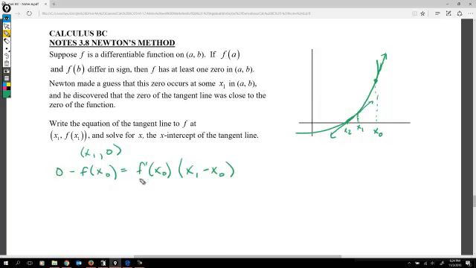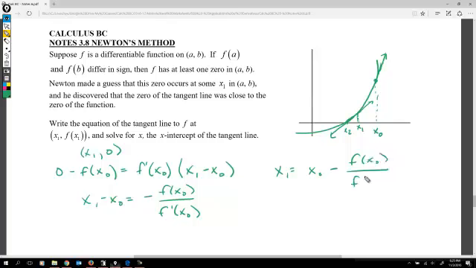So the y value is just 0. I'm going to divide both sides by f prime. So I get x sub 1 minus x sub 0 equals negative f of x sub 0 divided by f prime of x sub 0. I want x sub 1 by itself, so I can add x sub 0 over. What we have here is exactly what I did graphically, but in algebraic form. My new x1 is going to be my old x value minus the y over my slope, and that will keep moving me down and down. So this is my overall equation for Newton's method.